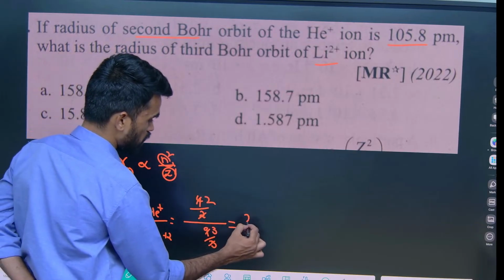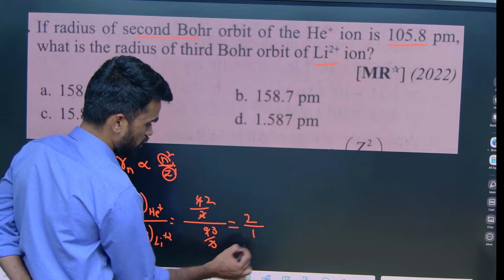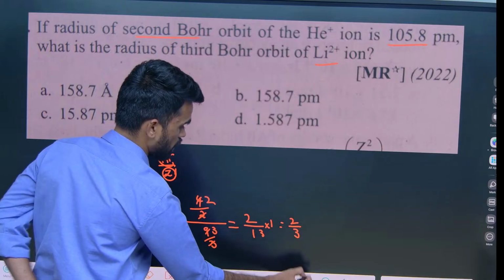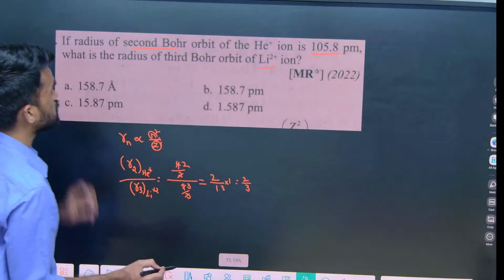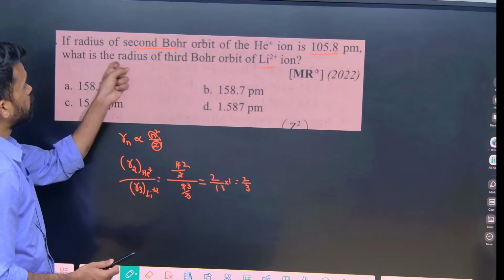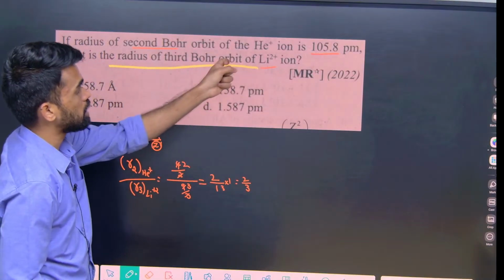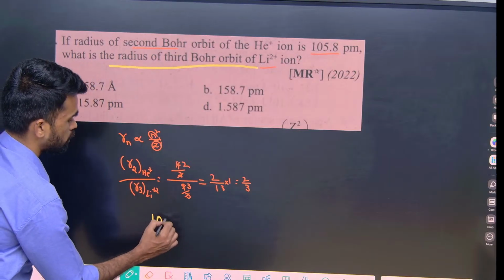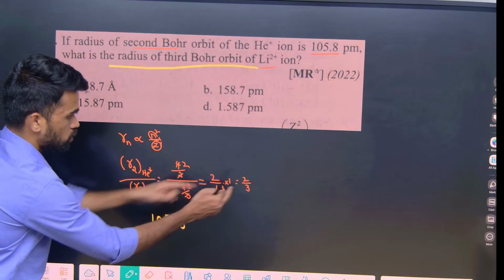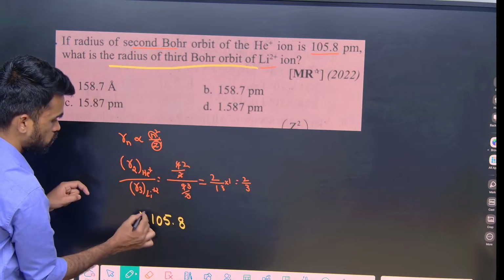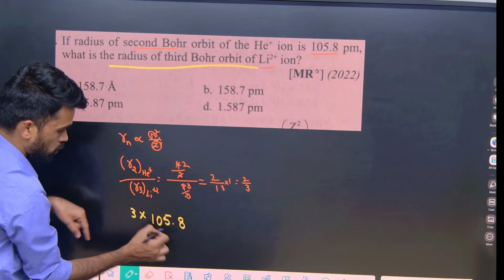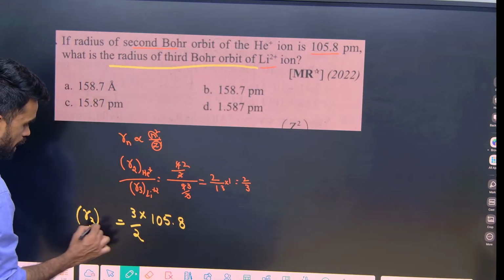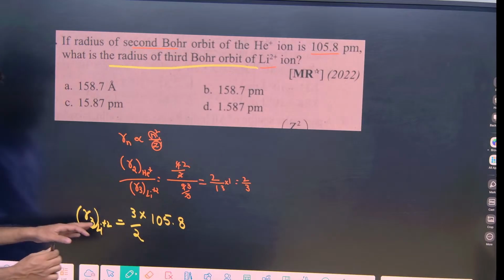So finally we got 2 by 3 as the final relation. From this, they are asking, what is the radius of the third Bohr orbit of lithium if helium is 105.8? You just send this 3 here, 3 divided by 2 into 105.8 is equal to R3 of Li plus 2. Do you get what I am doing here?